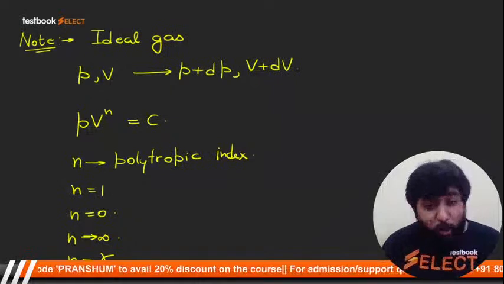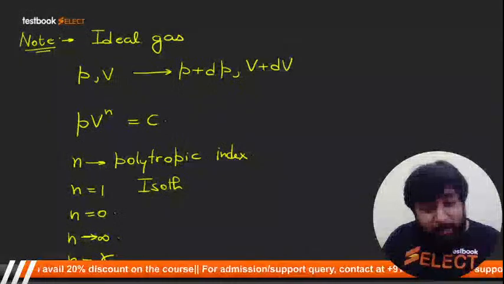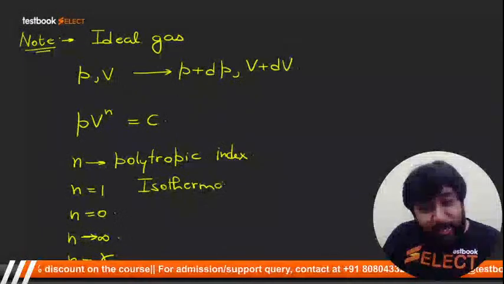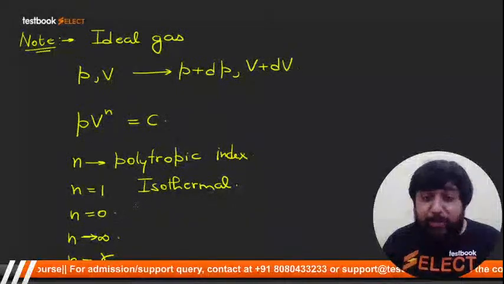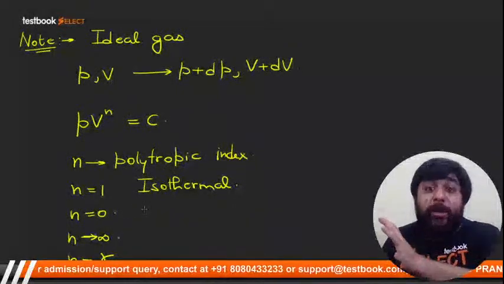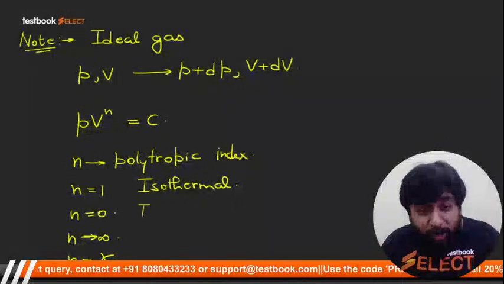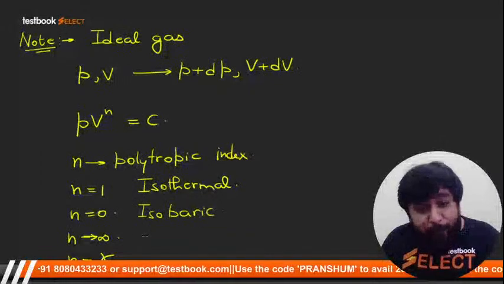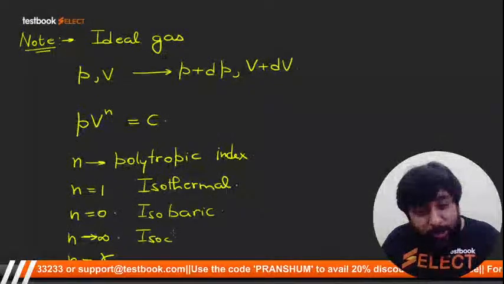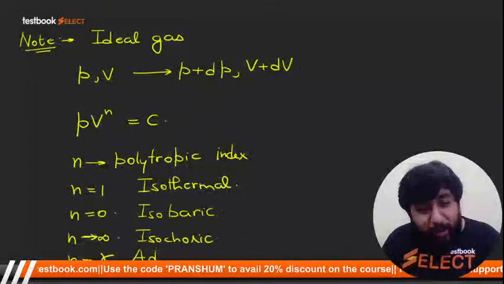So n equal to 1 is for an isothermal process. This means the properties of the gas are changing isothermally. Temperature is remaining constant. Pressure will change, volume will change, but temperature will remain constant. Similarly, this is for isobaric process, isochoric process, and adiabatic process. The last one is the adiabatic process.